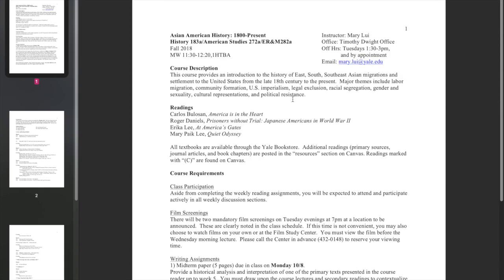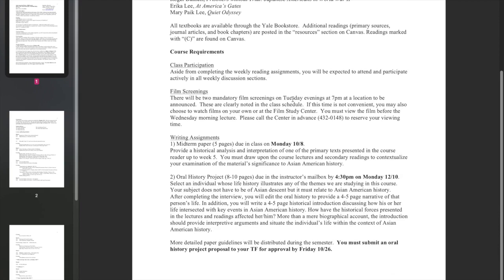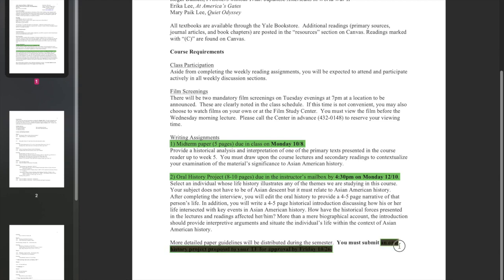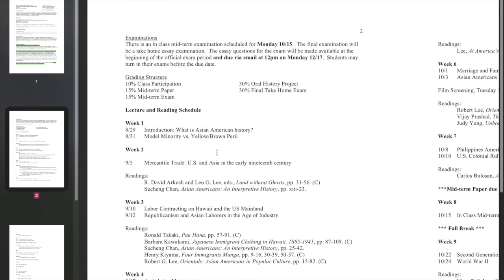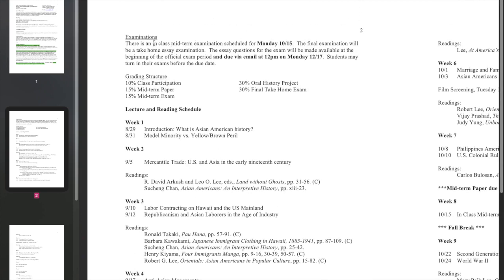So for this course, Asian American History, we have the following assignments. There seems to be a midterm paper due on October 8th. It looks like there's an oral history project due on December 10th. It looks like we have an oral history project proposal due on October 26th. And if we go on to the next page, it looks like there's an in-class midterm exam on October 15th and a final exam take-home due on the 17th of December.